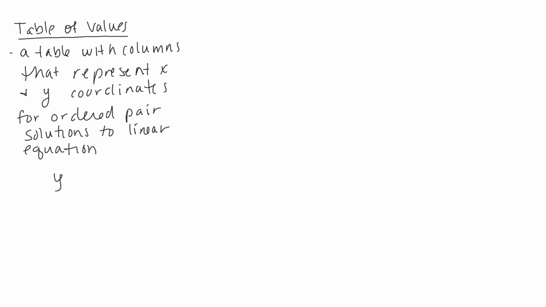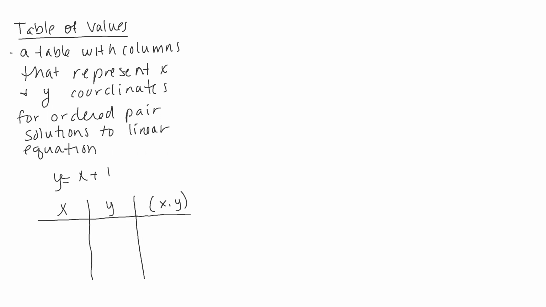So let's say that we have y equals x plus 1. Well, let's say that we have a table of values. So right here, I just drew a table of values. You have a column for x coordinates. You have a column for y coordinates. Sometimes you'll see a third column where they put the ordered pairs together. It just depends on the book, the website, the person.